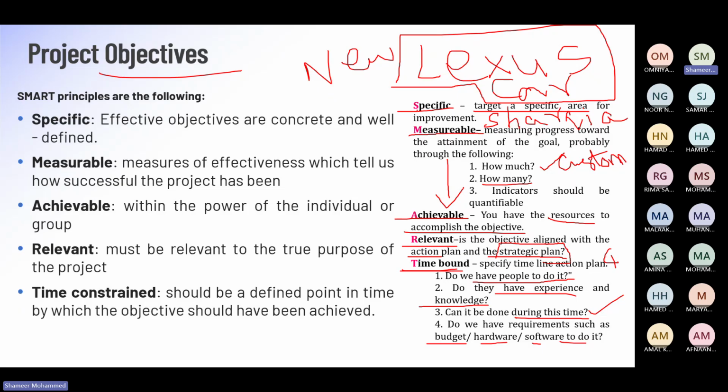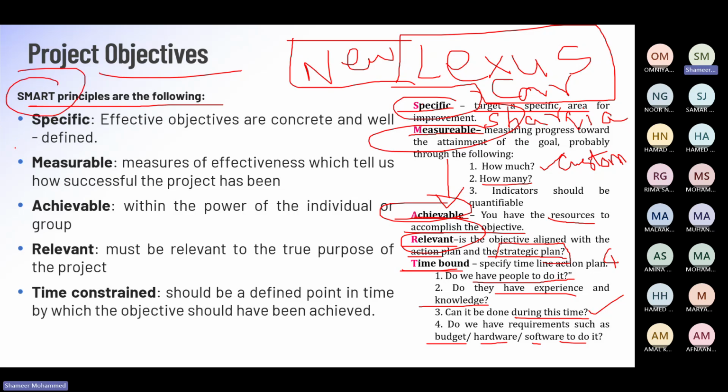So like this, we have to be specific, measurable, achievable, relevant, time bound. If you follow all these, these are called the SMART principles. For your project, you have to follow this type of strategy. What is my project? My project is to launch the new Lexus car. Like that, you're launching a new website, designing a new laptop, a new server, or a new application. So we apply this criteria, SMART principles.